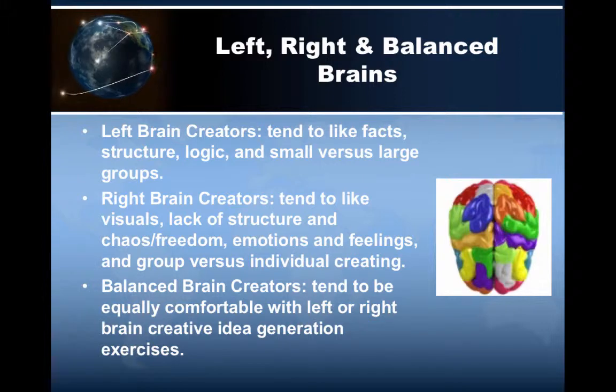Left brain creators like to focus on facts, structure, logic, and like to work in small versus large groups. Right brain creators tend to like visuals much more than facts. Lack of structure and chaos and freedom are good. Emotions and feelings are good, and they like a larger group creating process as opposed to individual creating. Now, there are balanced brain creators, which are people that are equally adept in left and right brain creativity. And they tend to be equally comfortable with either left or right brain approaches to creativity.